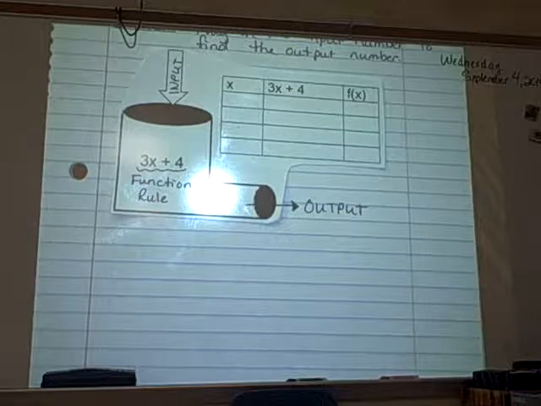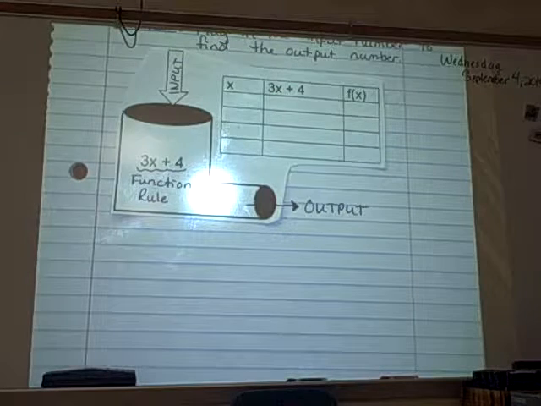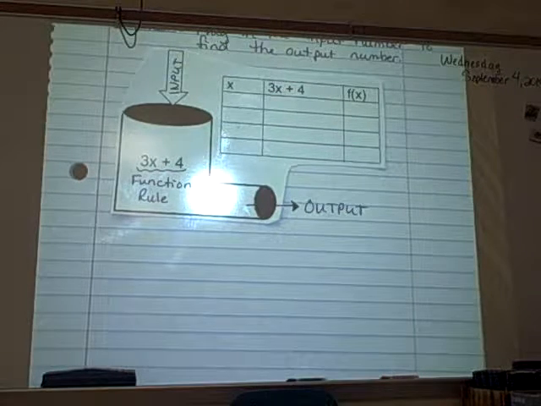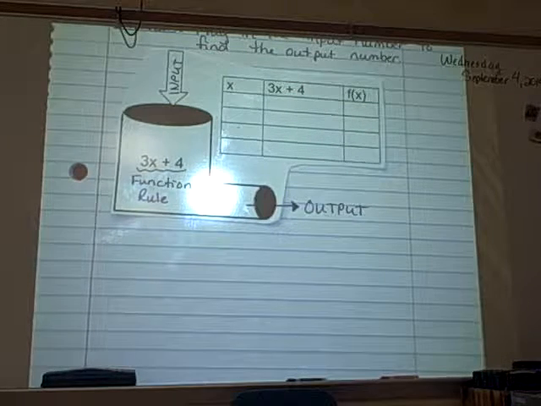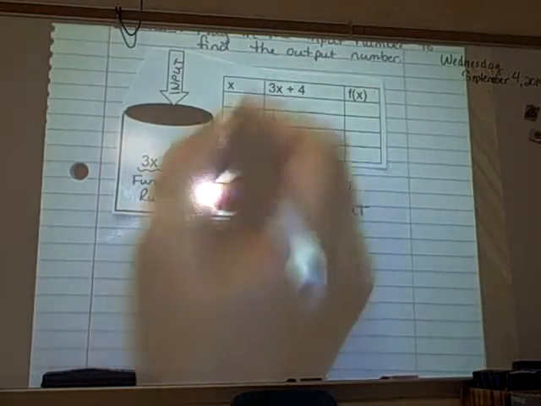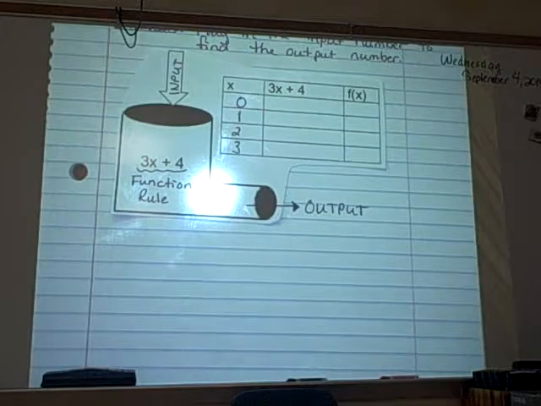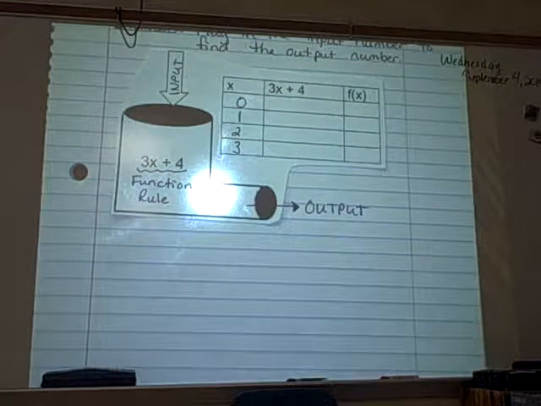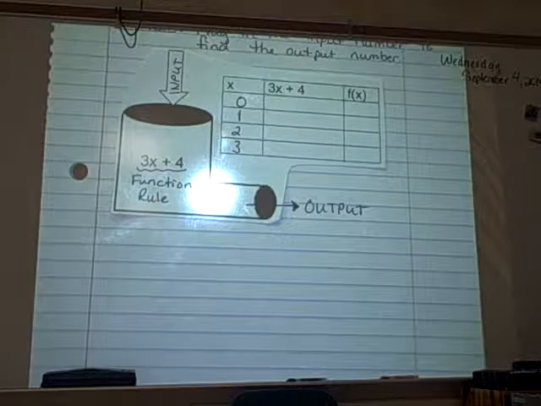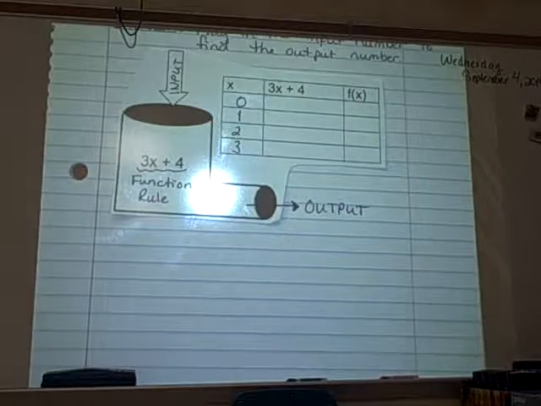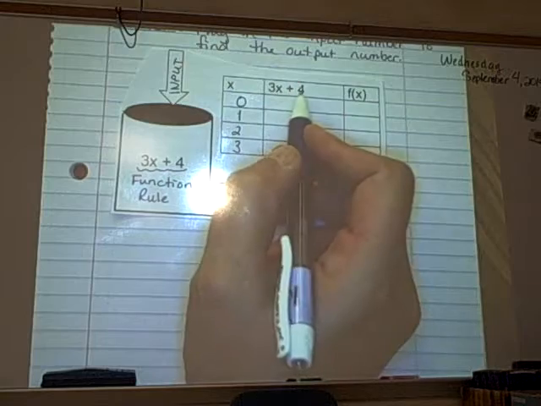Okay, so with this one, they gave us this little table. They're letting us pick the input numbers. Well, if they're going to let me pick the input, I'm going to do the easy ones. So if you're allowed to pick the input numbers, pick easy numbers. Don't pick crazy numbers that make it more difficult. So we're going to do 0, 1, 2, and 3, just keeping it simple. And what that means is I'm going to take those numbers and plug them into that rule and figure out what the output number would be. So these are going to go in instead of x.